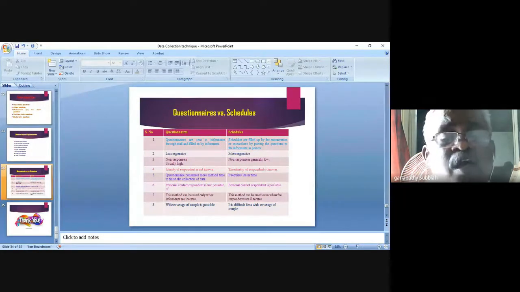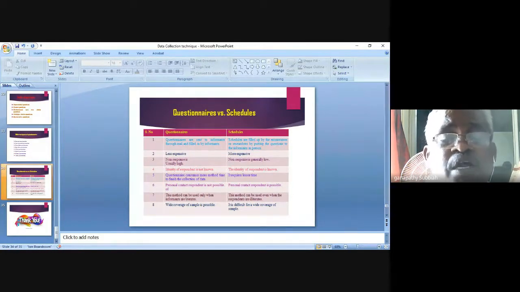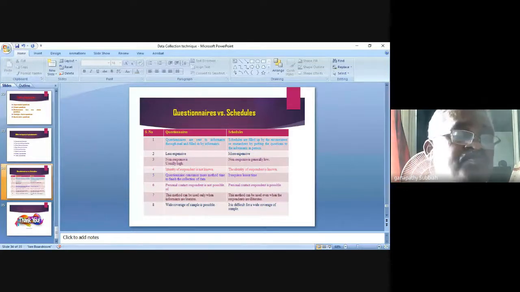In the questionnaire, it is comparatively less expensive. The researcher only sends the questions through the post, and the postal expense is comparatively less. Whereas the schedule is more expensive. The researcher has to spend more money and give more time. Contacting the concerned respondent is not easy, as the researcher directly meets the respondent in the schedule method of data collection.